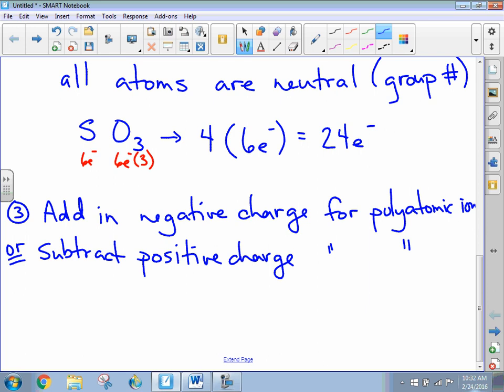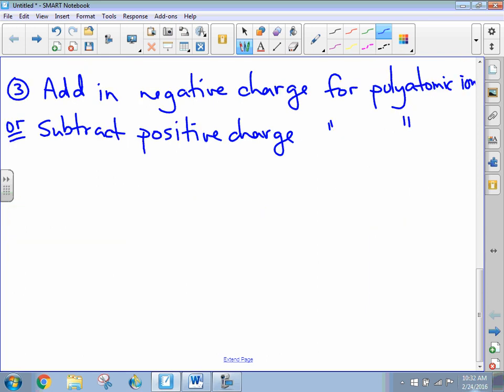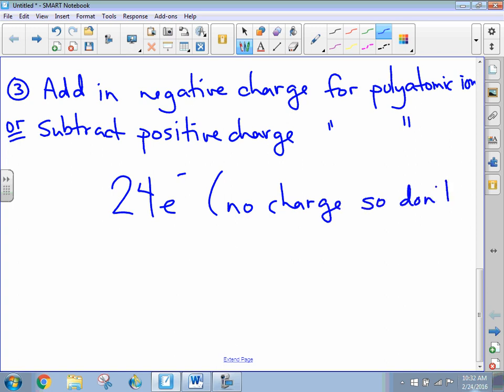Okay, so because we're not dealing with a polyatomic ion, our number of electrons found in the neutral atoms would still be 24 electrons. We don't have a charge. Everything that we learned on Monday didn't have a charge. The ionic compounds created 2 ions with charges, but none of them ended up with an overall charge. So don't change.